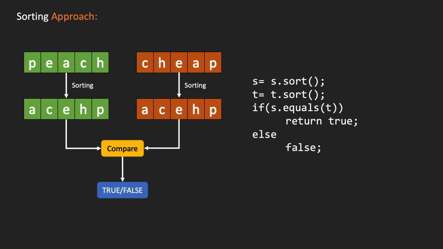Let's look at the time complexity. We know the worst case time complexity for any sorting algorithm would be O of n log n, so the overall complexity will be the same. Let's try to improve this.